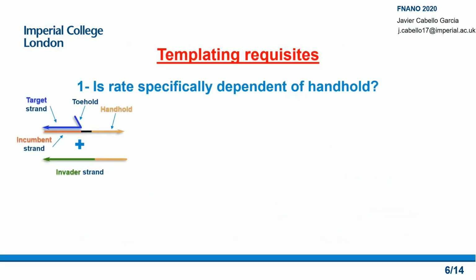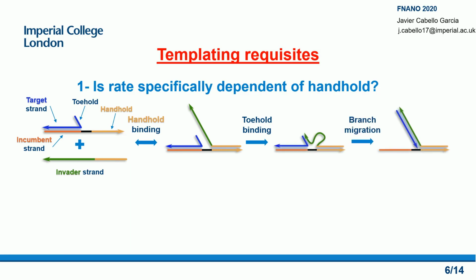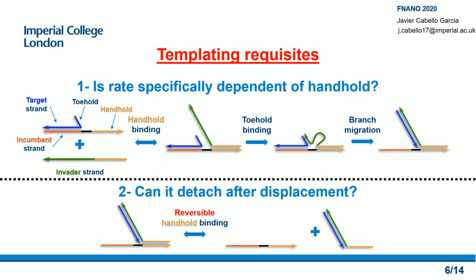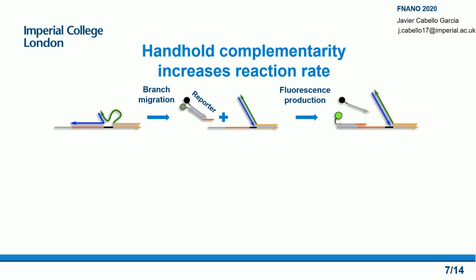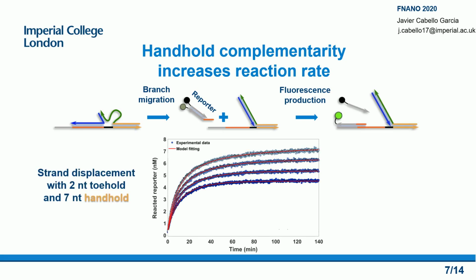To test that this works in the first place, we designed a series of experiments to demonstrate the two requisites of templating. First, that invaders with handhold complementarity can react at a faster rate, and second, that the handhold interactions can be broken after the displacement takes place. We first test the handhold effect on the kinetics. To monitor the reaction, we designed a reporter duplex that can react with the output of the displacement reaction, producing a fluorescent signal. The result looks pretty much like this example.